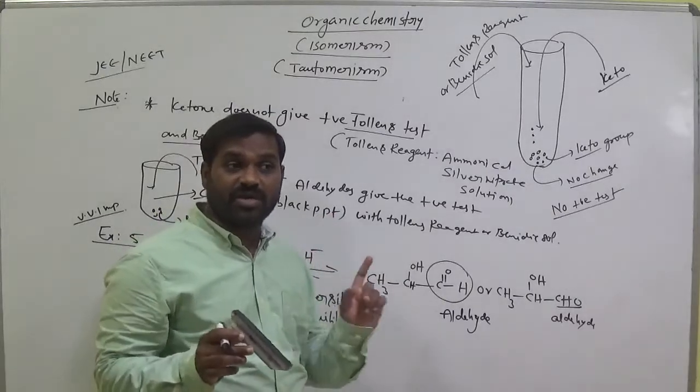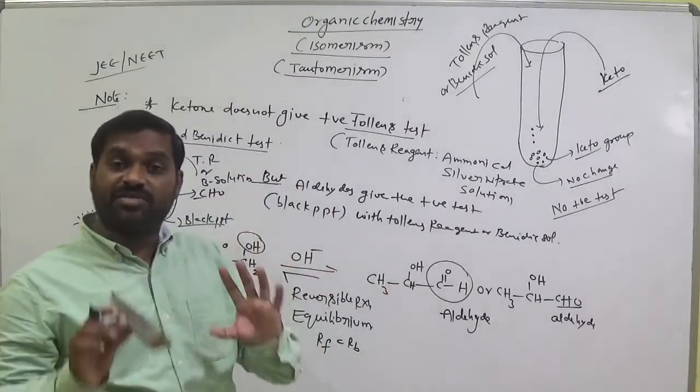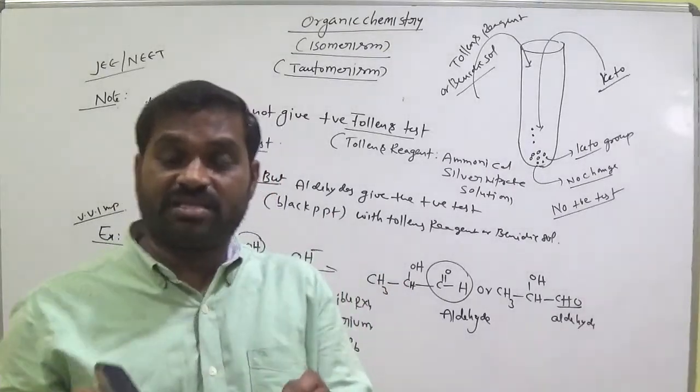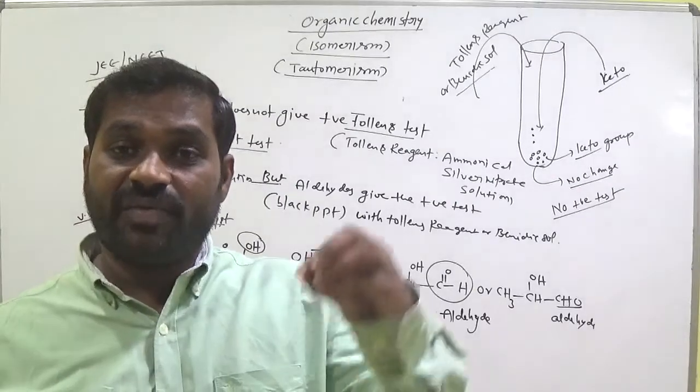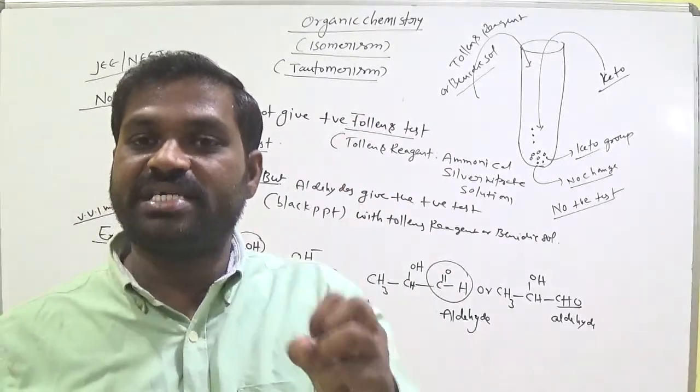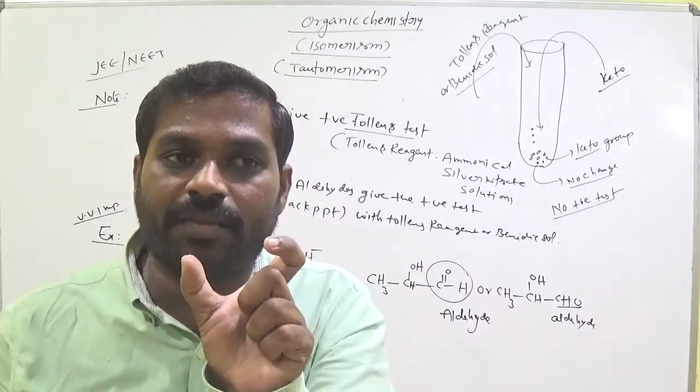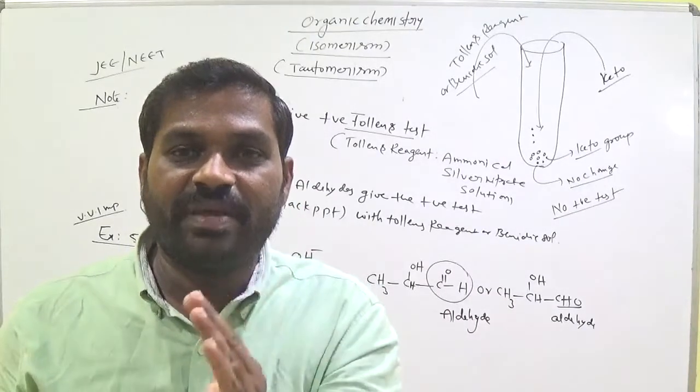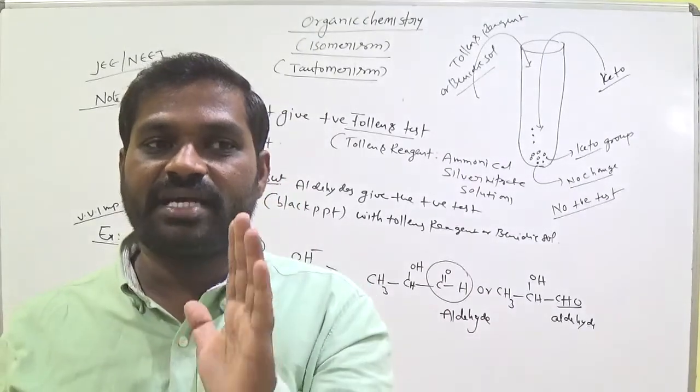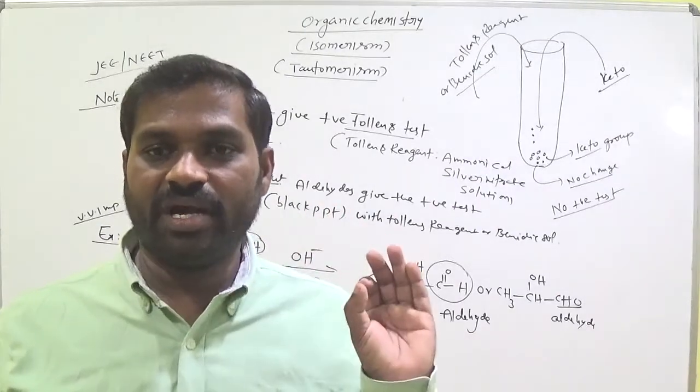So simply what we conclude here, aldehydes give the positive test with, what is the positive test? When aldehyde interacts with Tollens reagent and Benedict solution, it gives a black color precipitate in the test tube. So that means the given compound is aldehyde. In that manner we have confirmed the aldehyde is given.